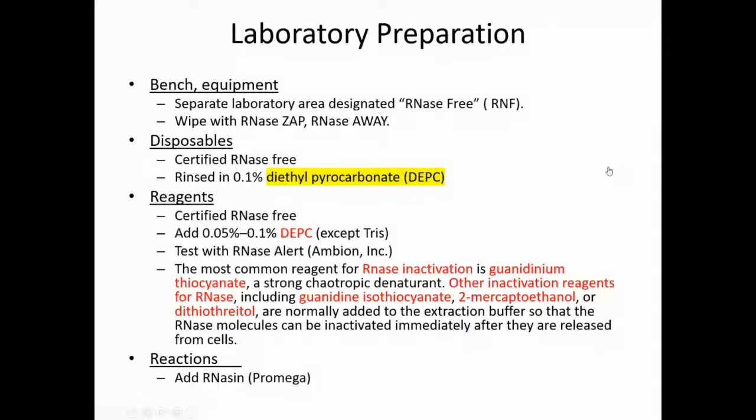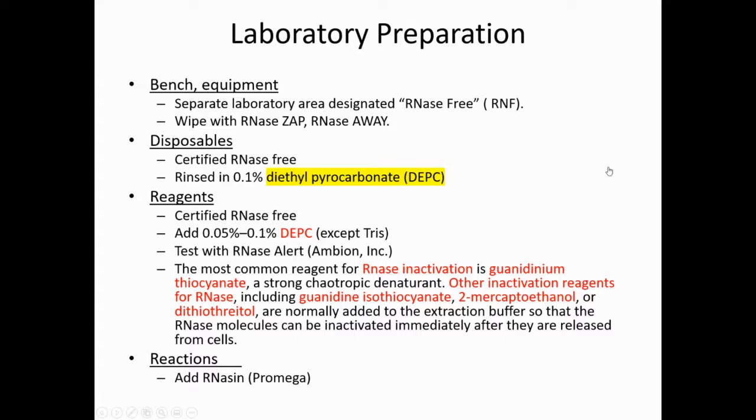Everywhere you will find RNase. So that's why when you prepare RNA, you have to be extremely careful. You have to use a strong denaturant to denature the RNase, so as to inhibit the RNase activity, so that you will not degrade the RNA.